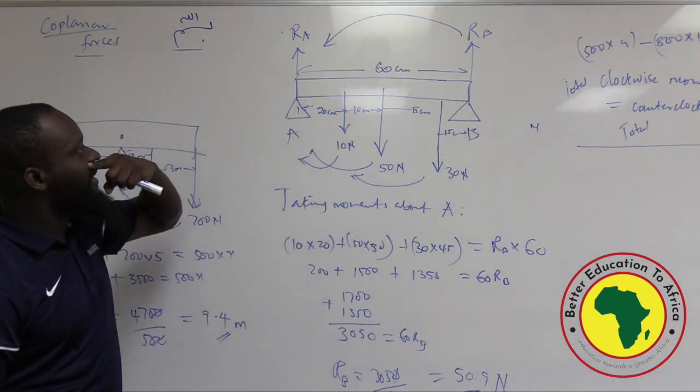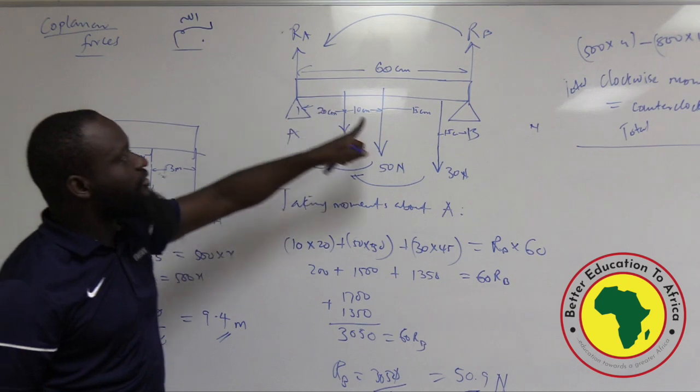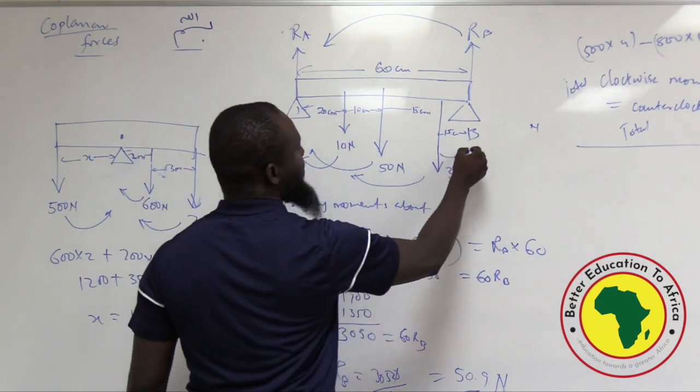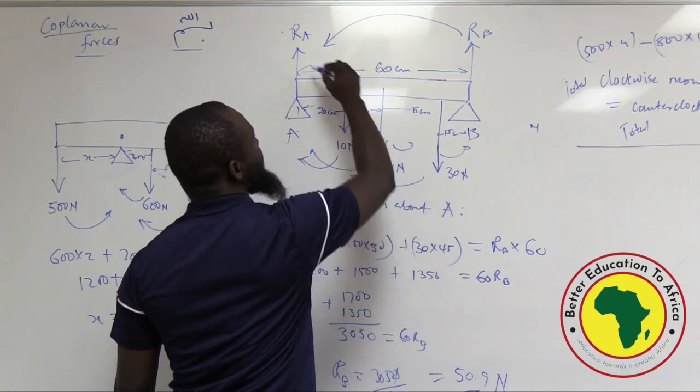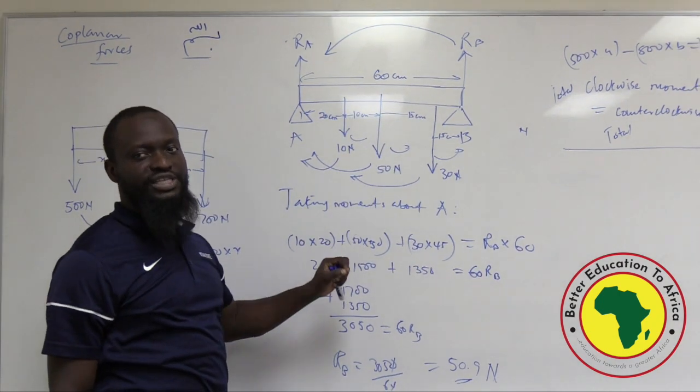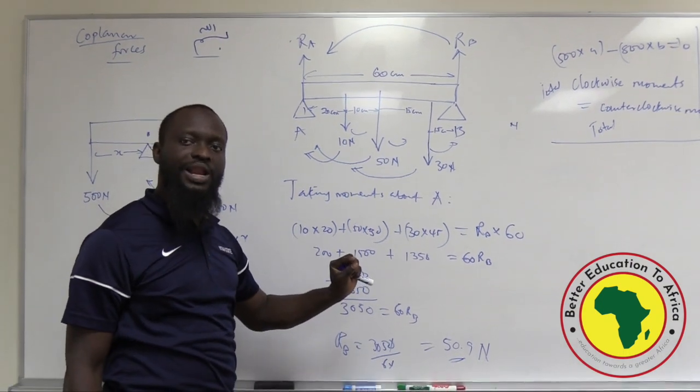Now, what is the reaction at A? A way to get the reaction at A is to take moment about B. And now these guys will become counterclockwise, coming to B, and this guy will be clockwise. But that will be too long. This is where you know how to use the simple way. The first law of equilibrium can now solve this.